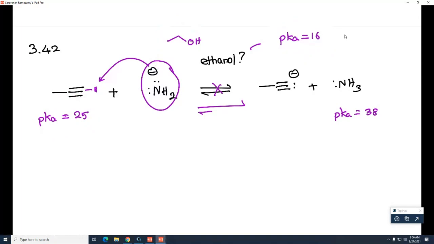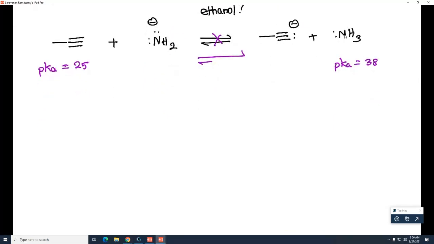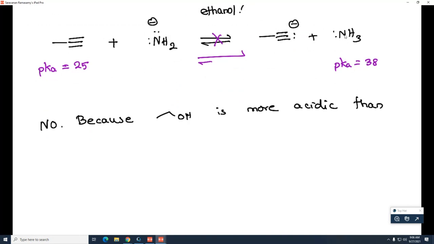So what's the answer to this question? Ethanol is not a good solvent for this reaction, because it's too acidic for the NH2 minus. pKa is 16. So my answer would be no, because ethanol is more acidic than the reactant acid, the alkyne.